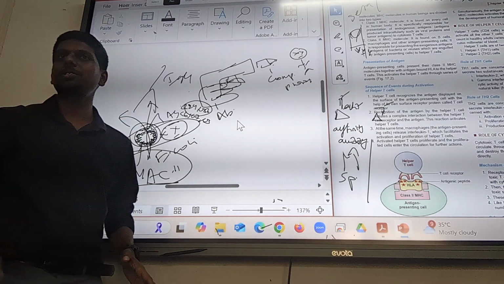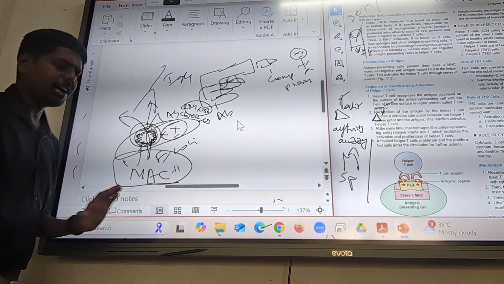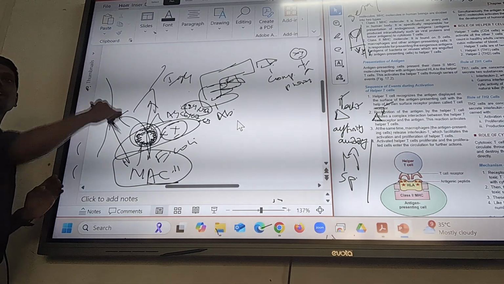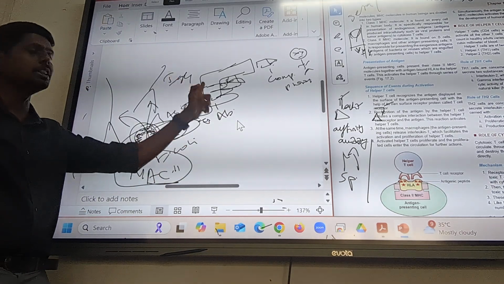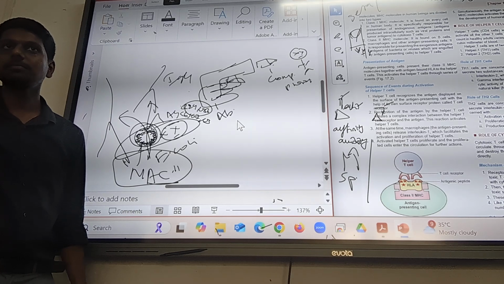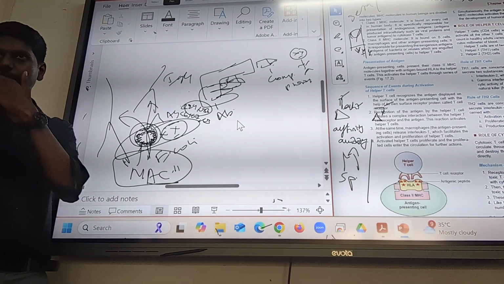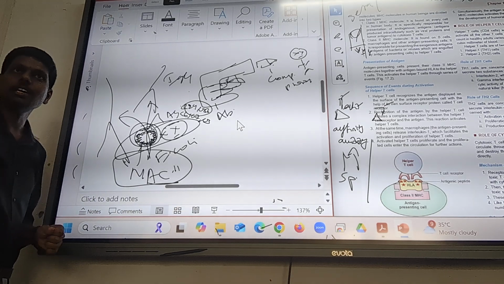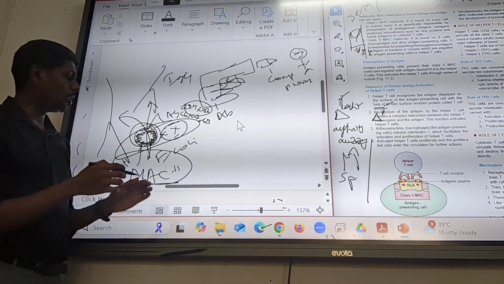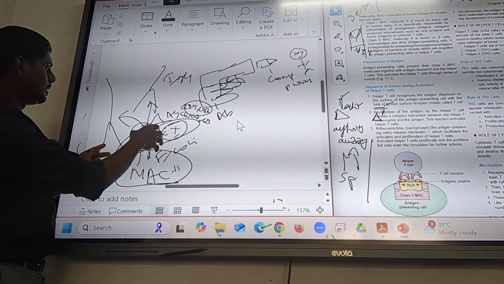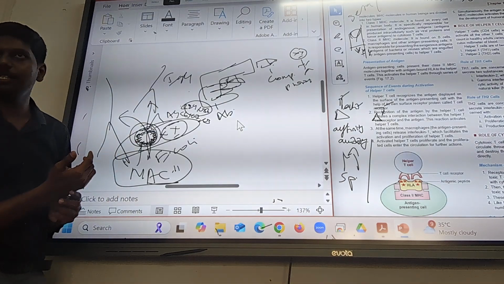MAC will kill the pathogen. And that MAC will be triggered by an antibody. Antibody will trigger the MAC and MAC will kill the pathogen. So MAC kills the pathogen via antibody guidance.